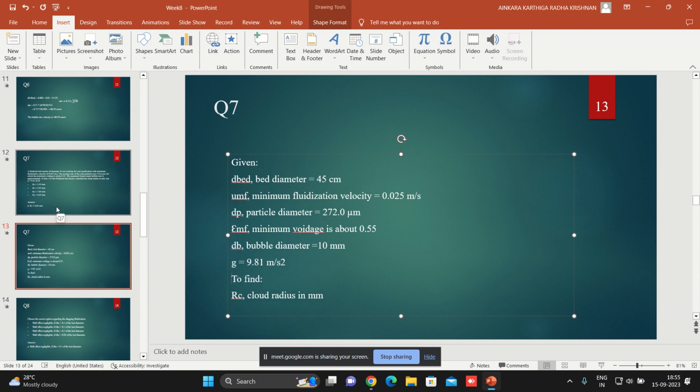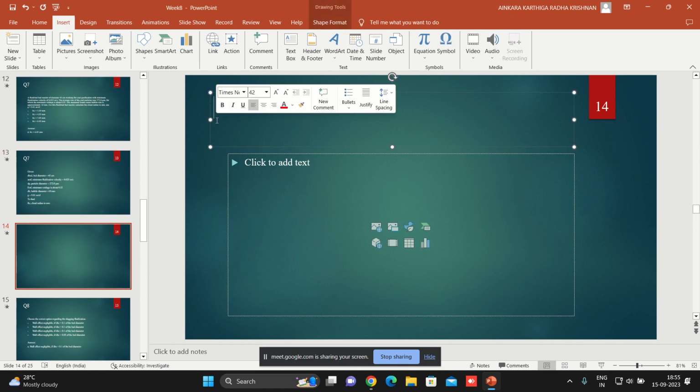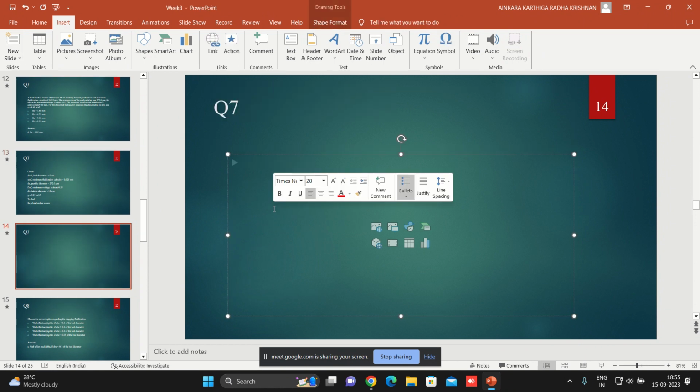So these are all the given. We need to find cloud radius. So can anyone mention what formula we should use for this particular problem? No one with the answer. It's okay. We ourselves will solve. No issues in that.